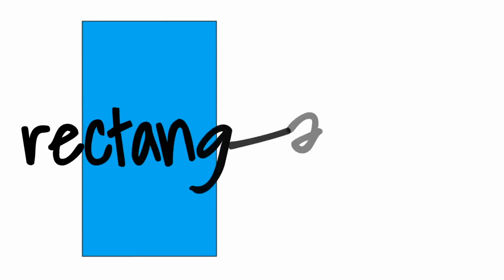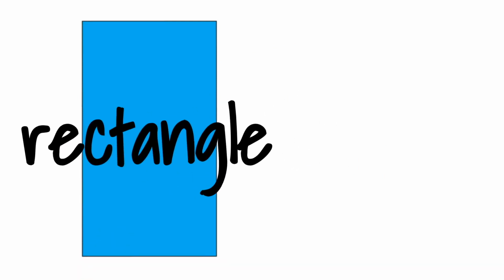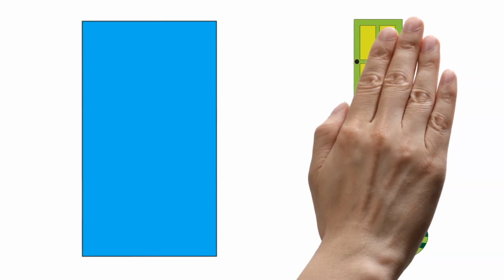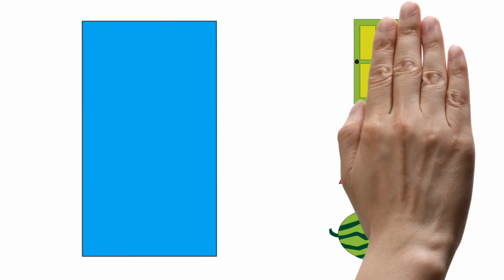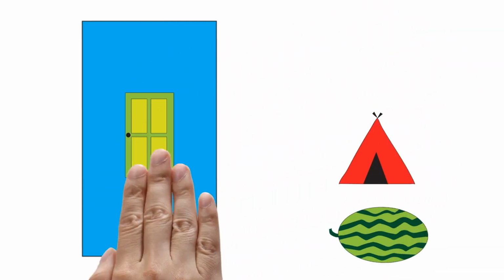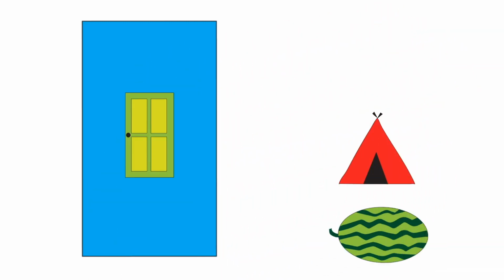This is a rectangle. Can you see an object that is shaped like a rectangle? The door is shaped like a rectangle. Rectangle.